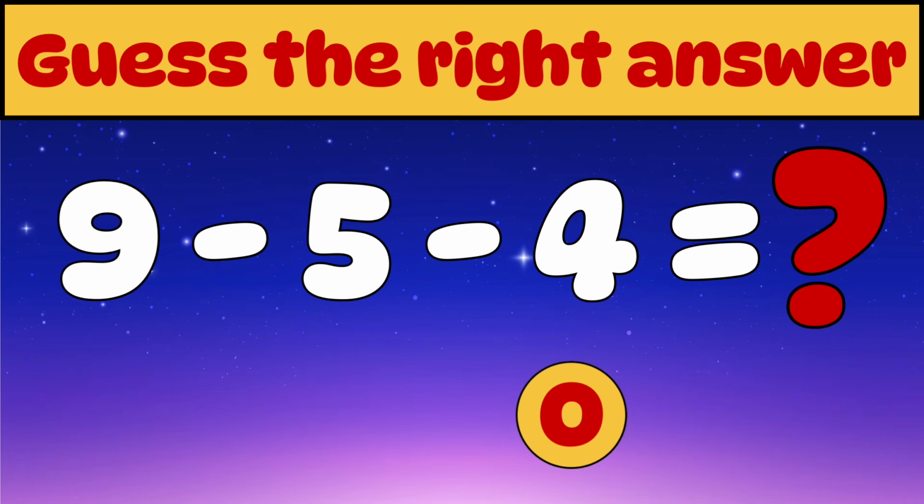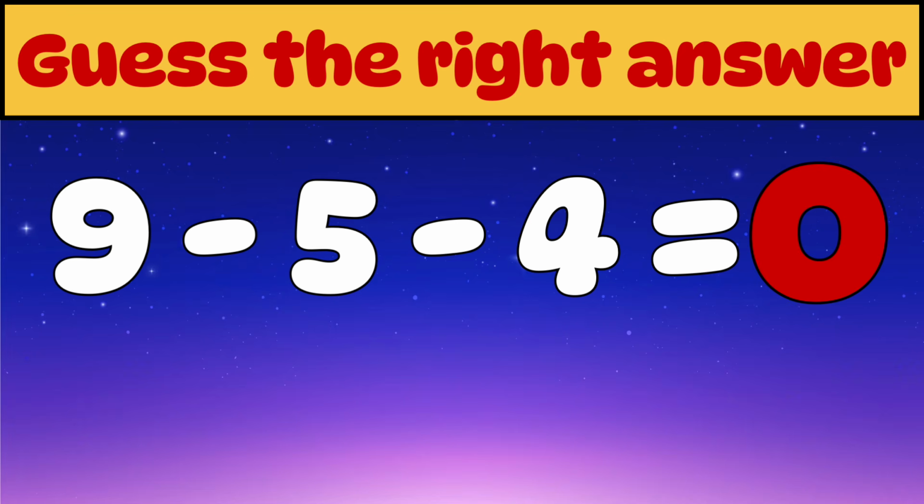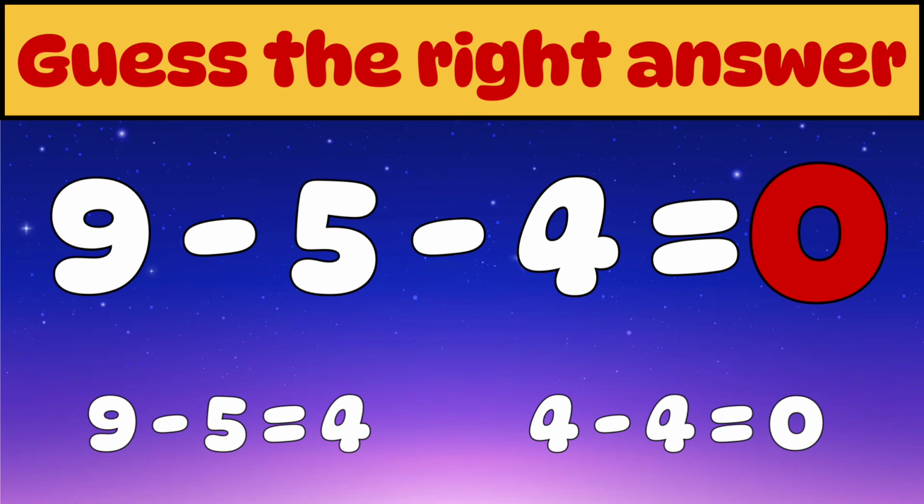The correct answer is 0. Let's solve it step by step. 9 minus 5 equals 4, 4 minus 4 equals 0. Great job if you guessed the right answer.